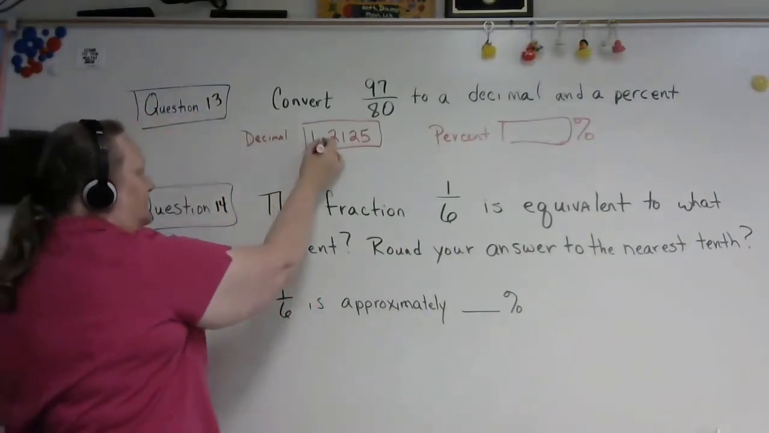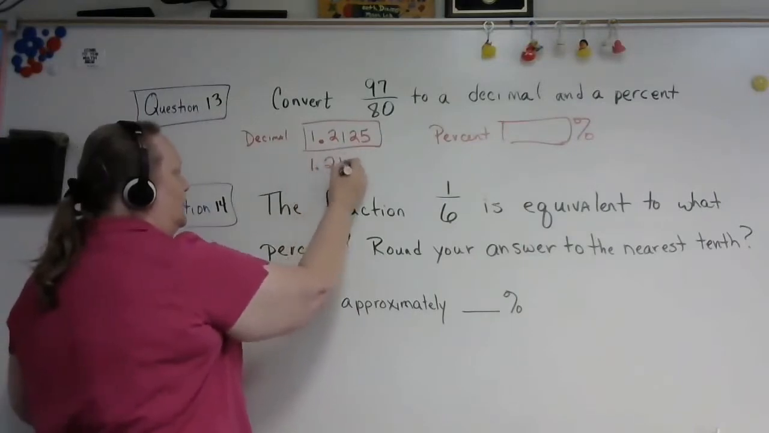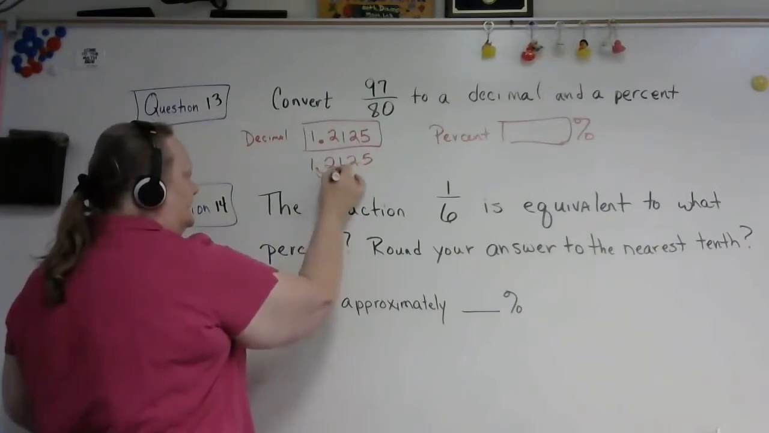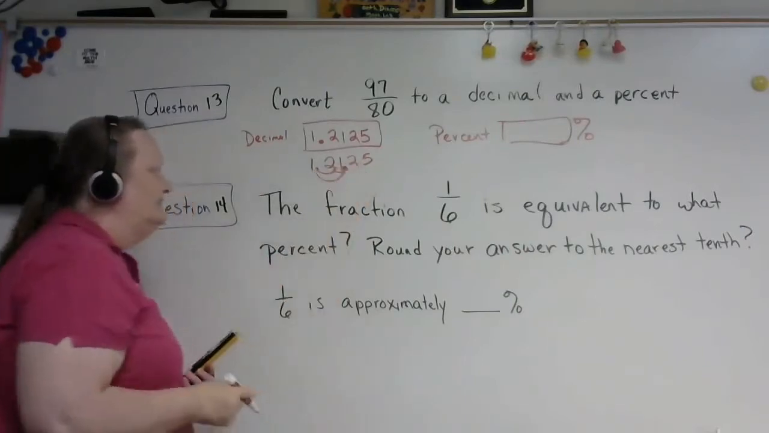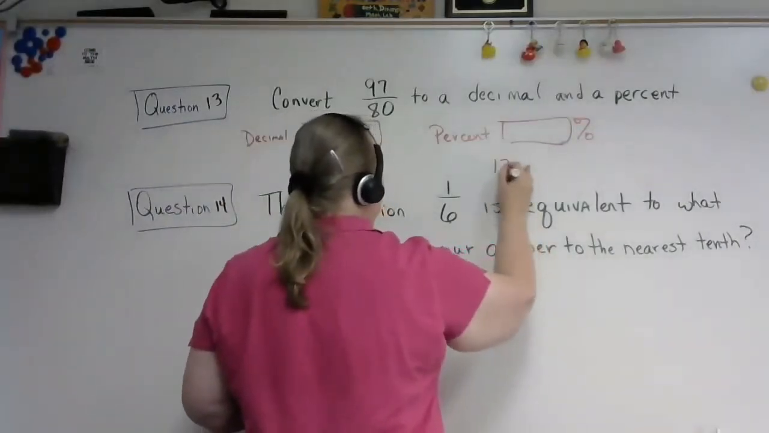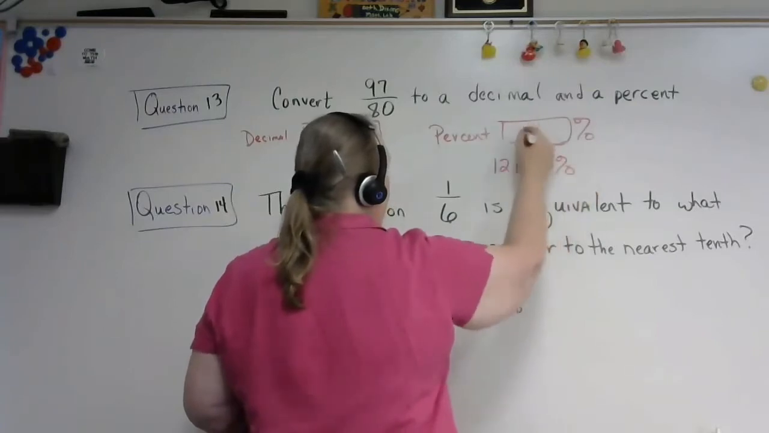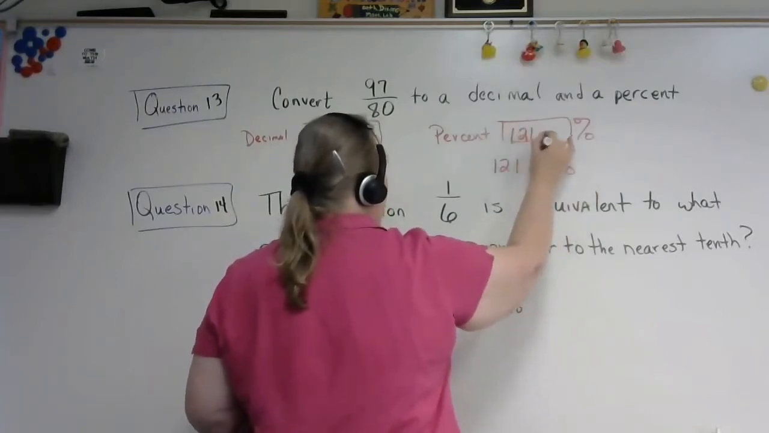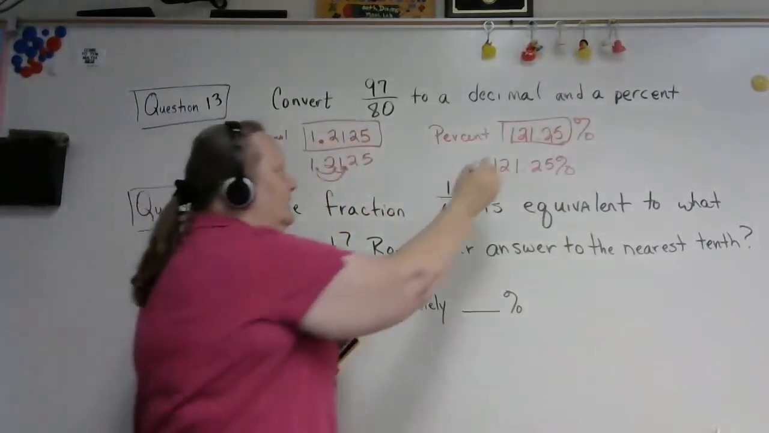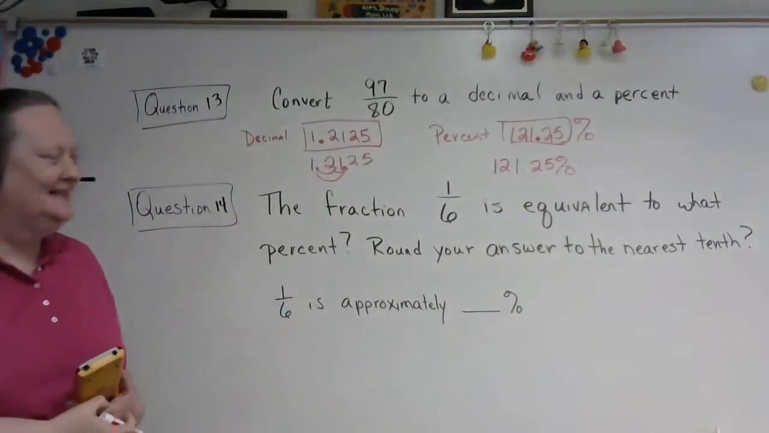Well, to type this, remember there's your decimal here. We want 1.2125, and so we'll move the decimal over 2 places, 1, 2, and that gives us 2 places. So that gives us 121.25%. So in the box, we would type in 121.25. And I've got to remember to make my decimals big enough for you to see.